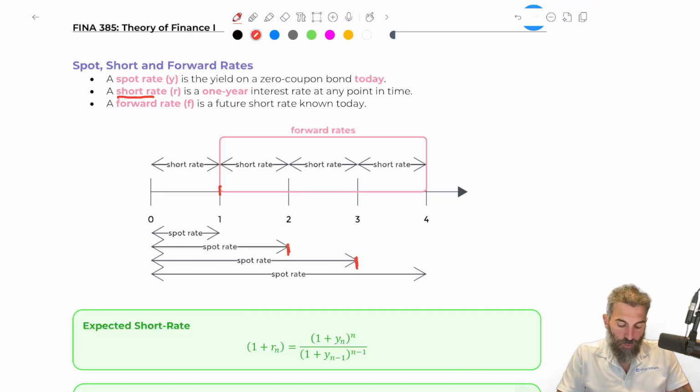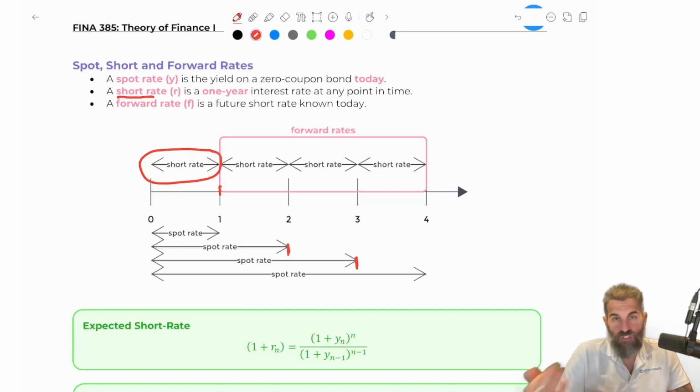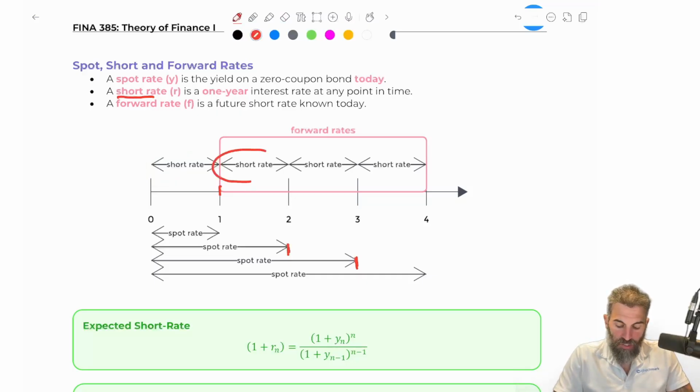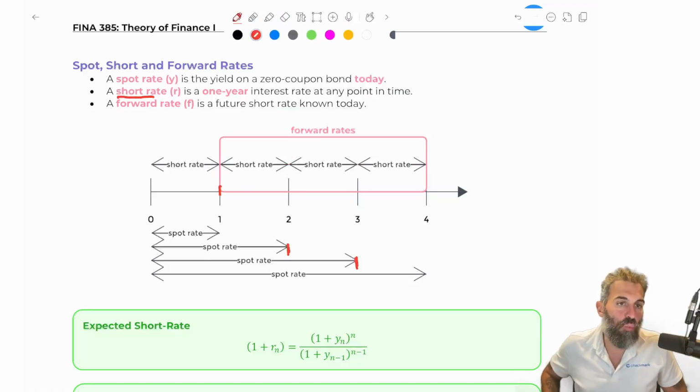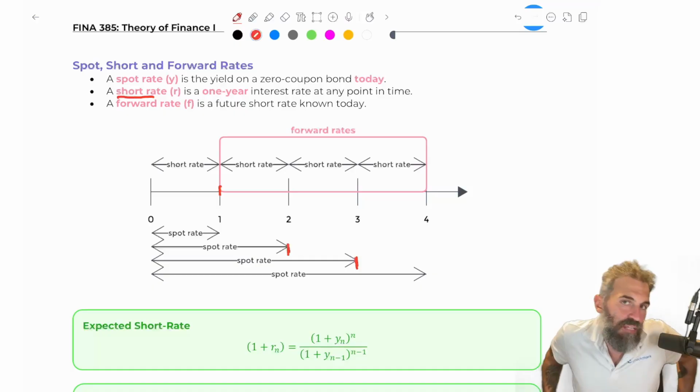in time. So for example, the 1 year spot rate is a short rate because it's a 1 year rate. But the interest rate in the second year is also a short rate. The interest rate in the third year is also a short rate. The short rate just means a 1 year interest rate at any point in time.